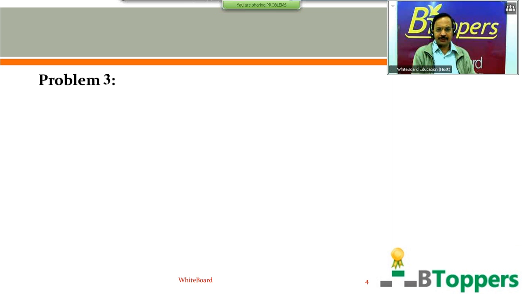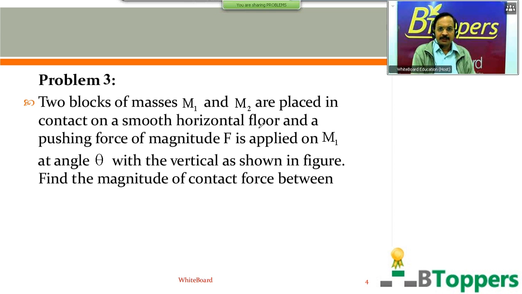Look at the next problem, problem number 3. I will read out the problem. Two blocks of masses M1 and M2 are placed in contact on a smooth horizontal floor, and a pushing force of magnitude F is applied on M1 at an angle theta with the vertical as shown in the figure.